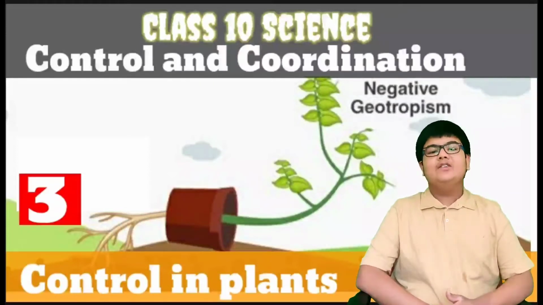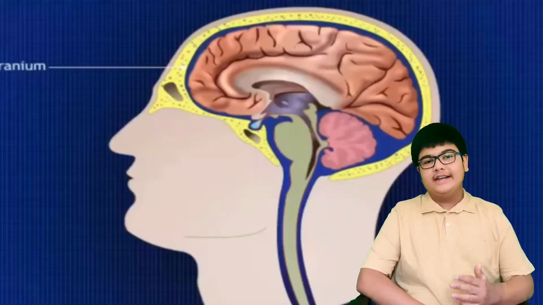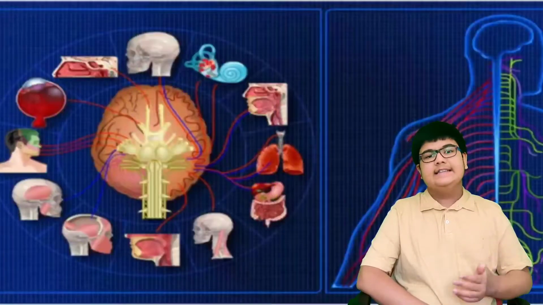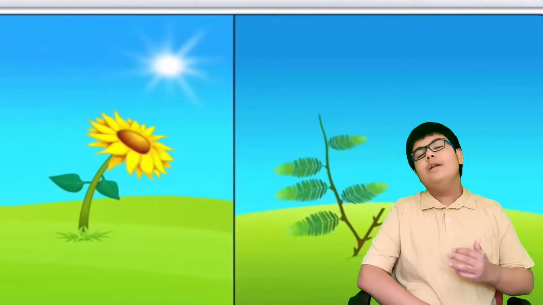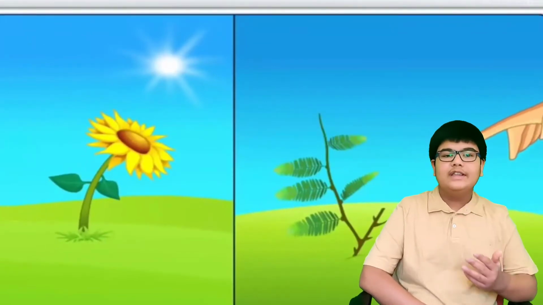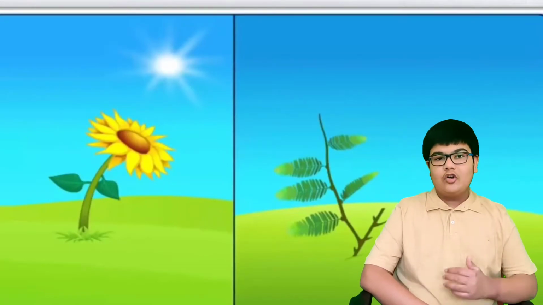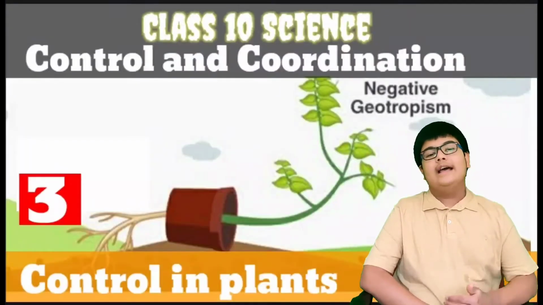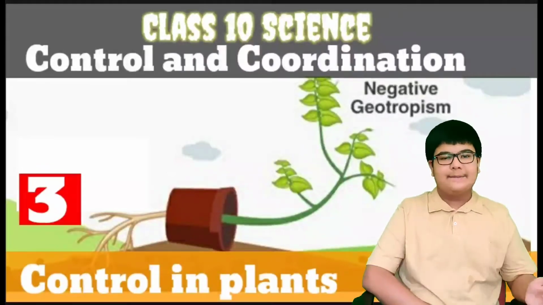In the previous videos, we learned that animals have a nervous system for coordinating all the activities in their body. But plants neither have a nervous system nor muscles. So then how do they respond to stimuli? The movement in plants is coordinated by chemicals known as hormones. We shall learn about these hormones later in this chapter.